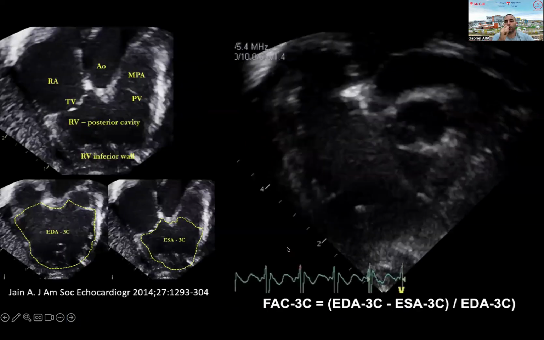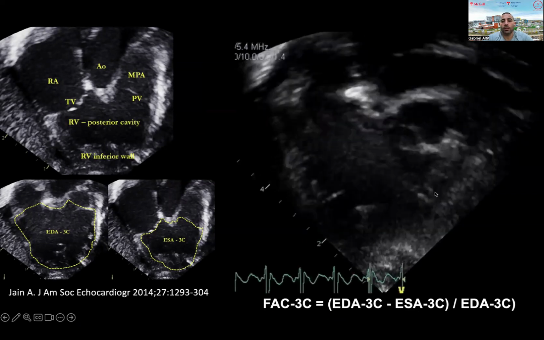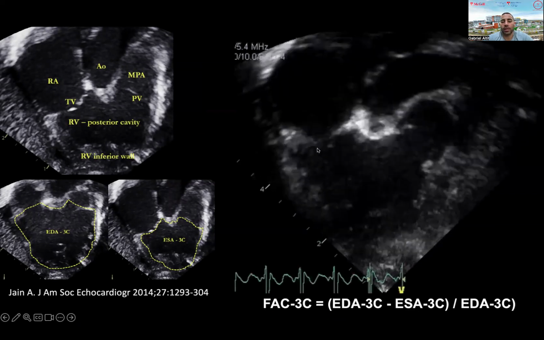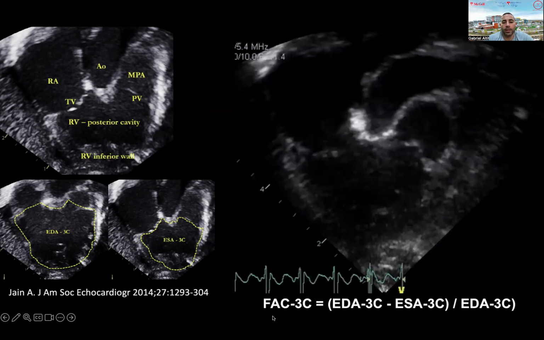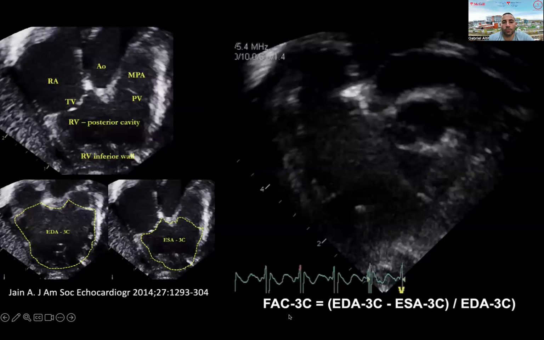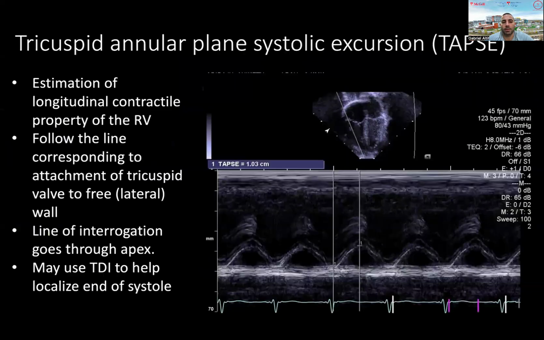You can also shift your probe and look at the anterior and posterior wall. This is the RV outflow tract and tricuspid valve. And you could measure the end diastolic area and end systolic area in order to get a fractional area change. And there are normative values per age for these elements.